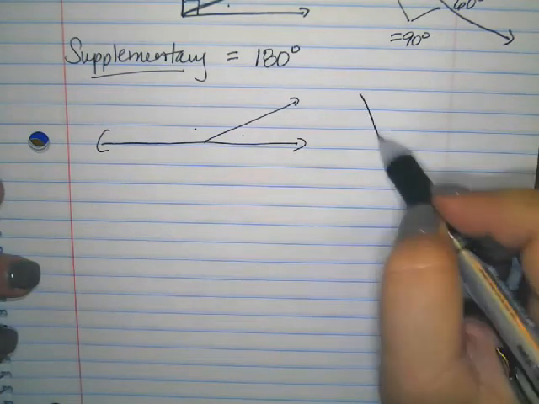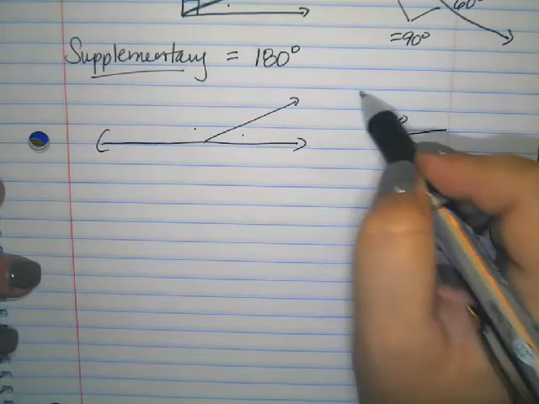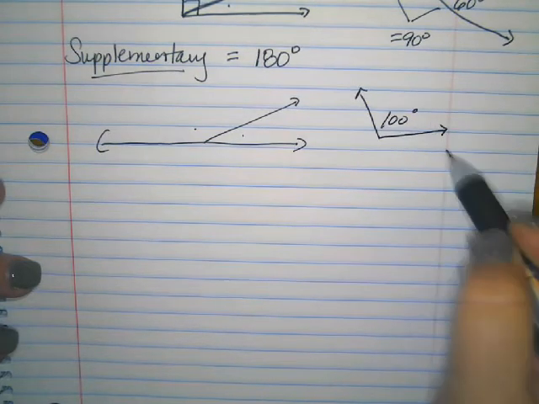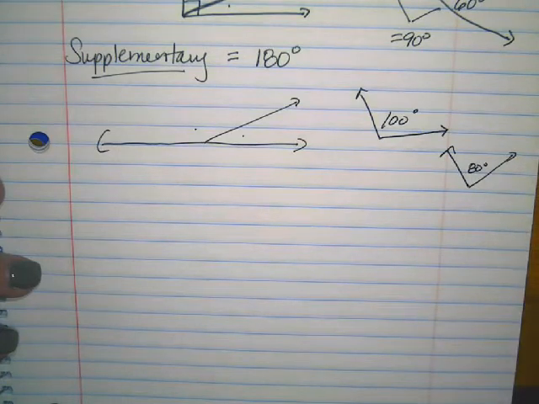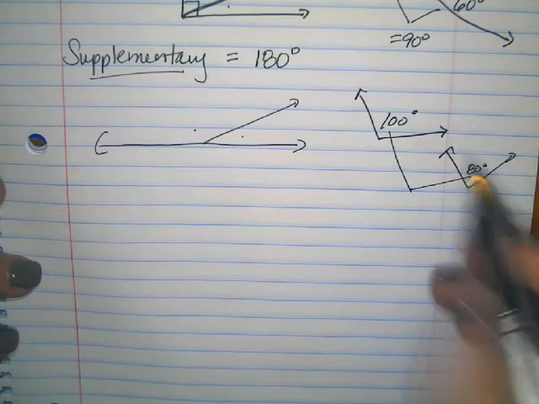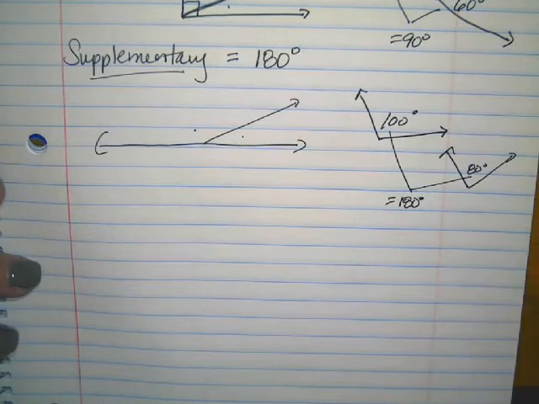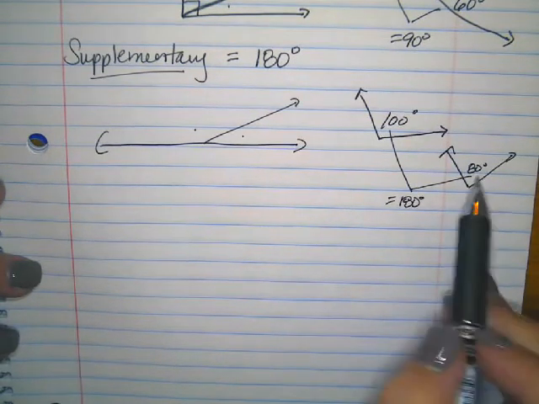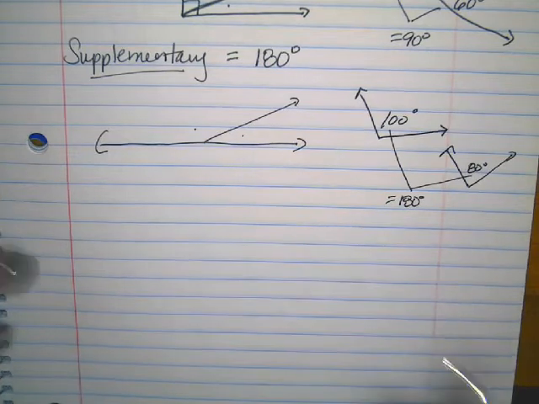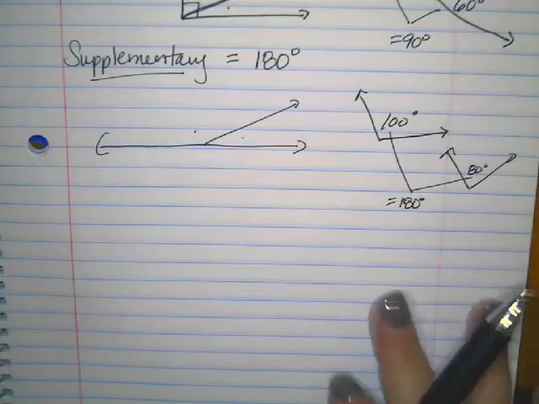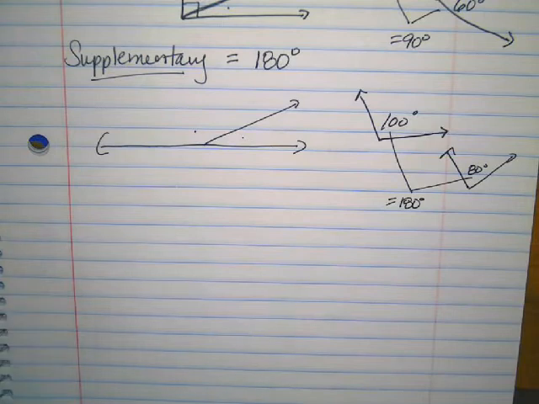I could also say that this angle and this angle are supplementary because again, they add to be 180 degrees. But again, these are not adjacent and these are adjacent. So sometimes you'll notice that that happens, and that is a-okay.